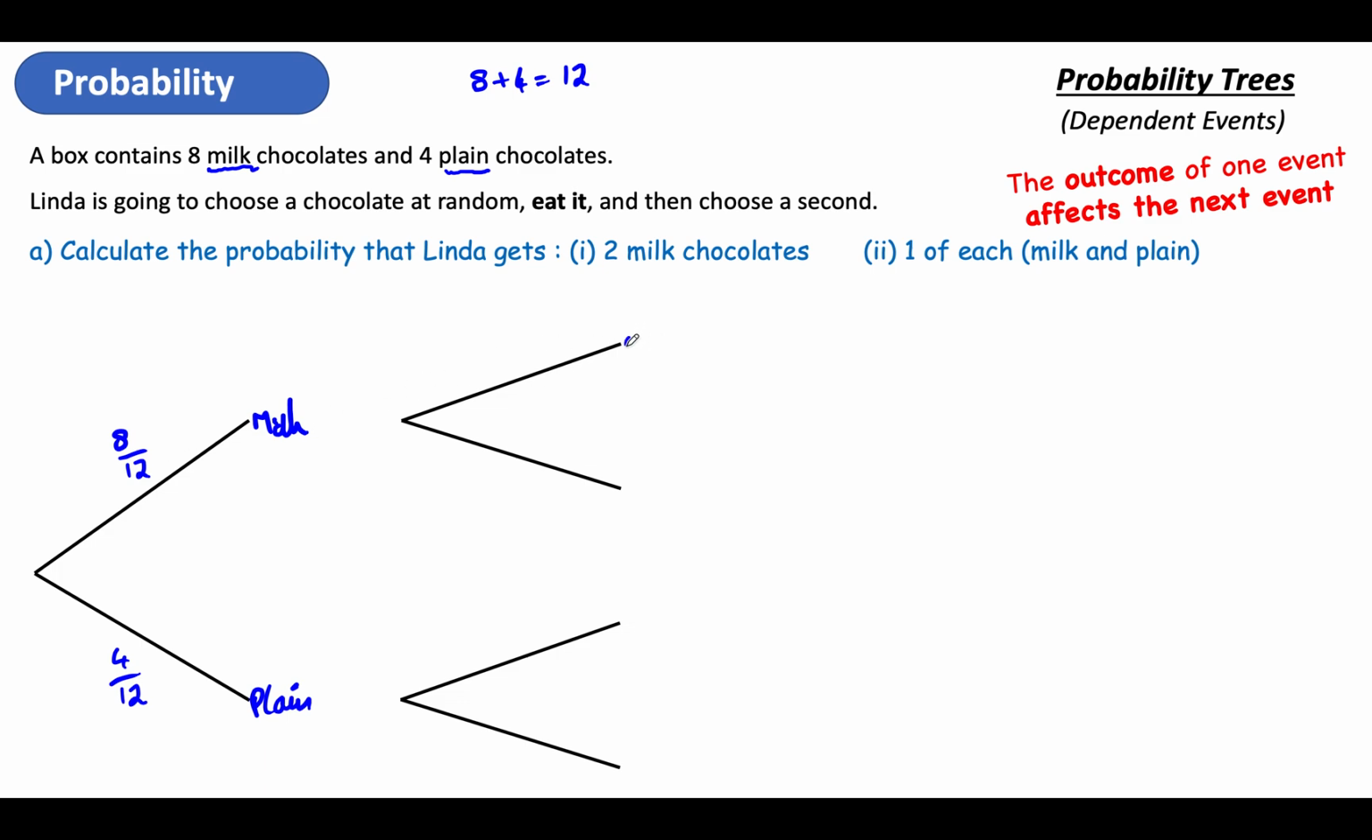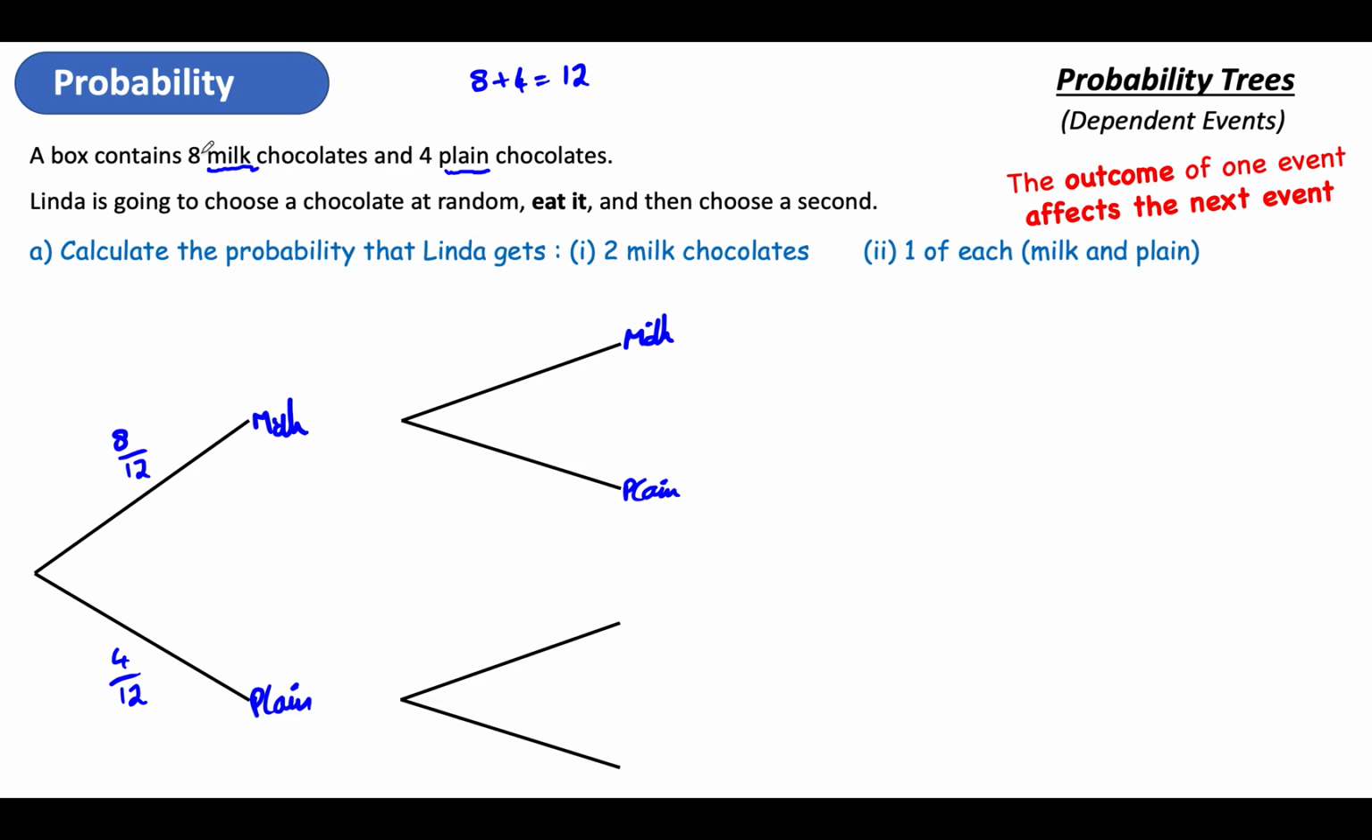So the options are still the same, because I can still get milk chocolate, or I can get a plain chocolate. And let's have a look. Let's go up this way. So this way we've gone up and we took a milk chocolate. So if we've ended up on these branches, we've taken a milk chocolate.